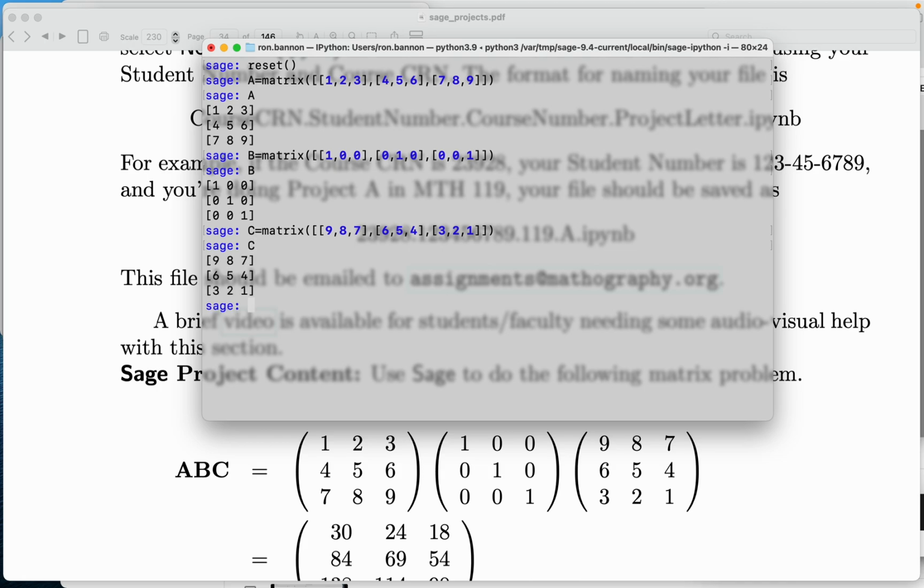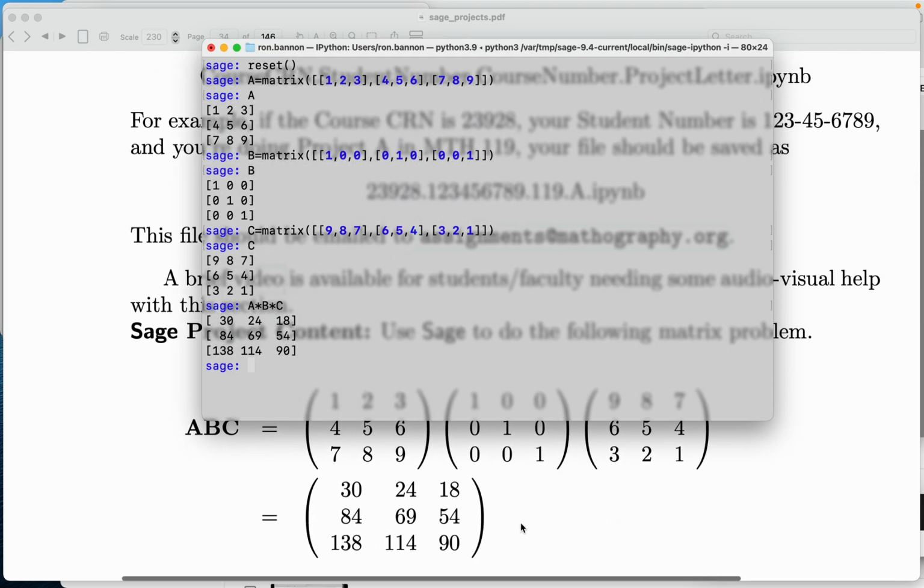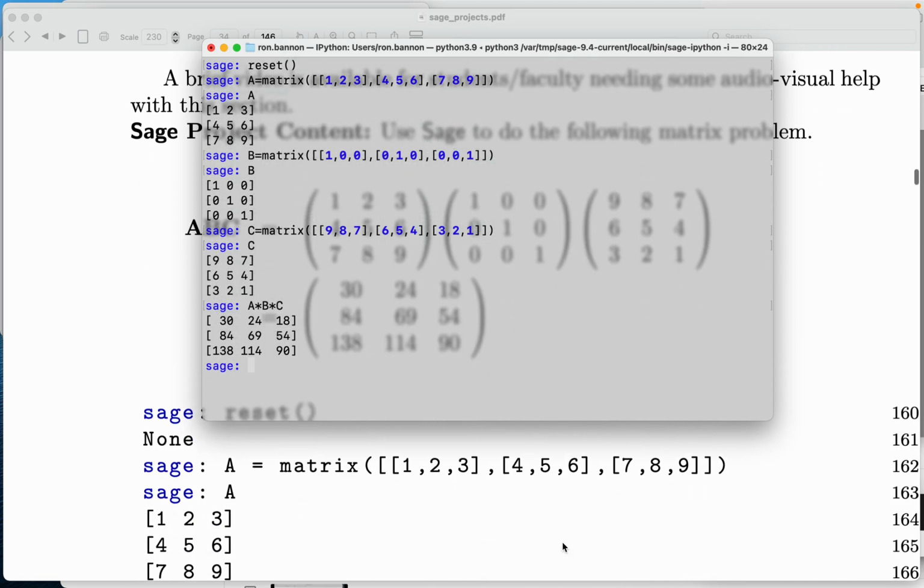And what do they want to do? They want to do A times B times C. So A times B times C. And what do I get? Do I get their answer? 30, 24, 18, 84, 69, 54. Yeah, remarkable. All right. Let's look at their code, though.